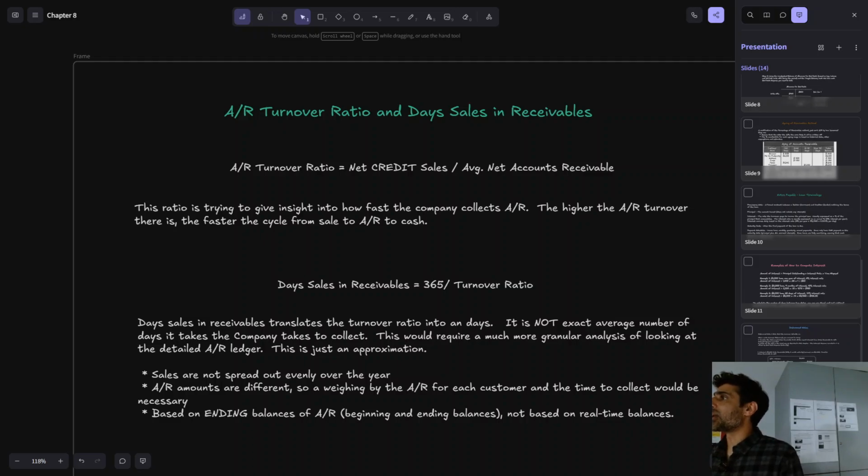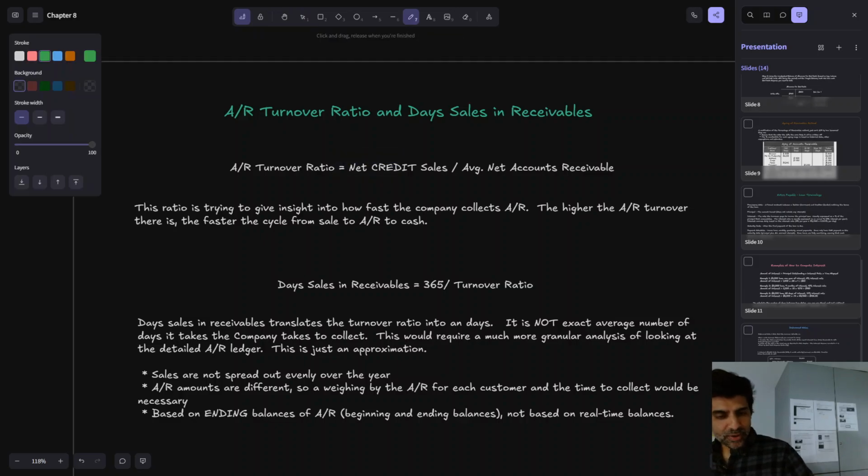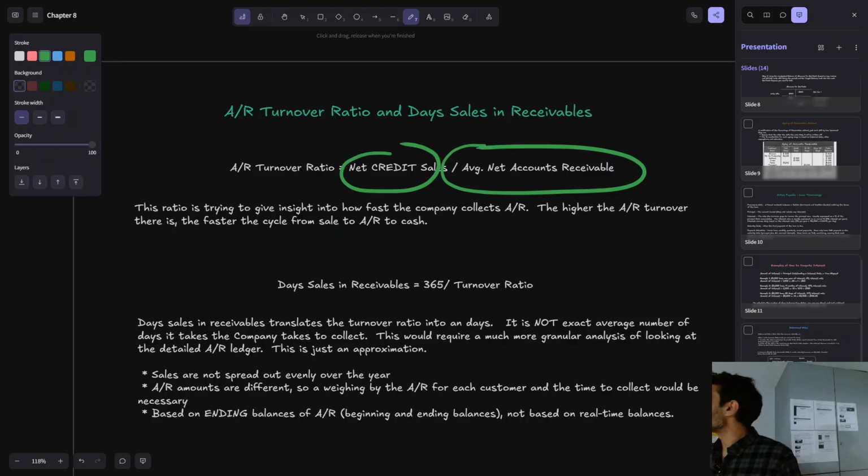how quickly you're collecting your accounts receivable. Okay, so you want to see basically how many times this cycle of extending credit and collecting the cash can happen in a period. And so you're looking at the amount of credit sales that you make in the period as a function of how much accounts receivable balance you have. So it's another one of these turnover ratios. It's a similar thing where you see what the total volume is compared to the balances at the beginning and the end of the year.